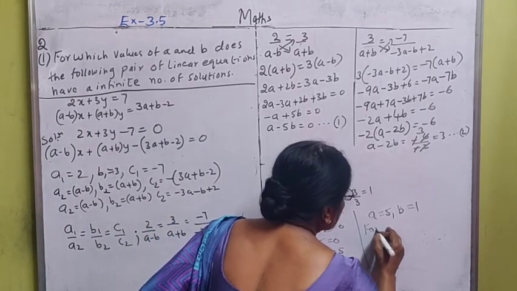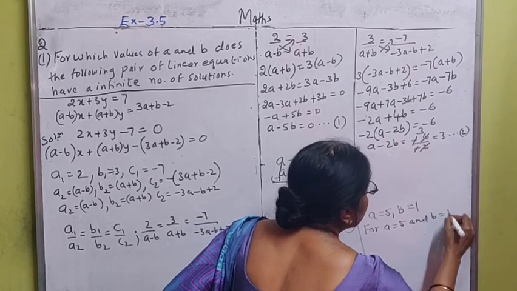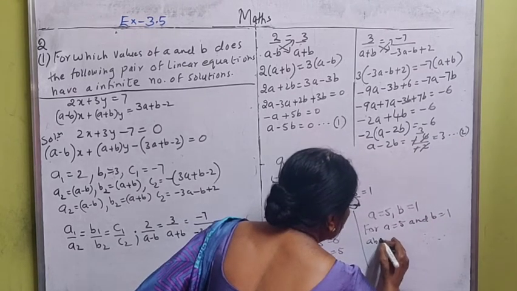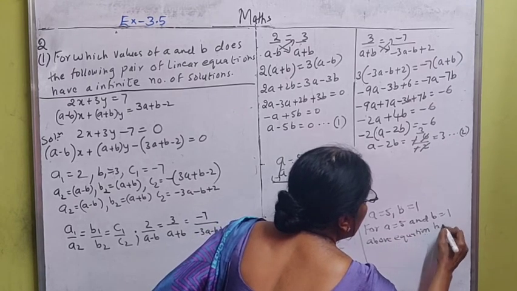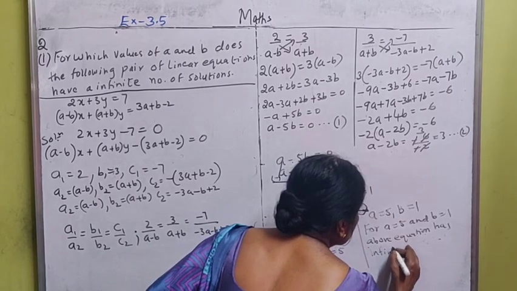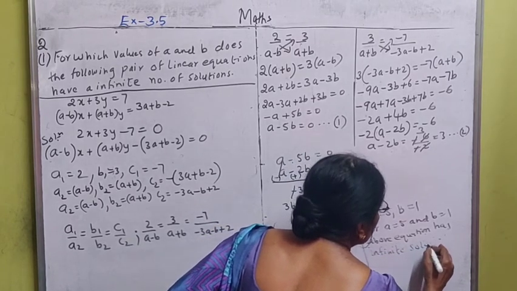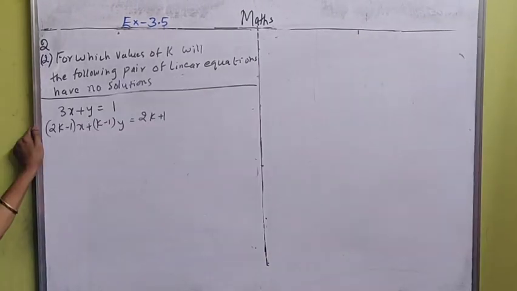For a is equal to 5 and b is equal to 1, the above equations have infinite solutions. So this is what the answer is.